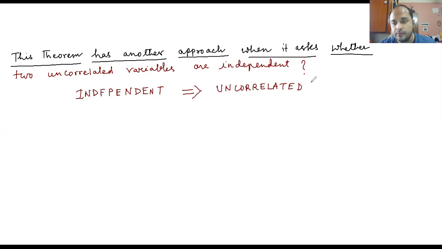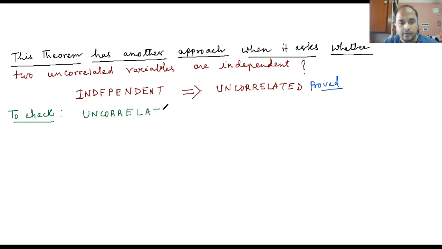So let us write here: proved in the previous page. Now our job is to check whether uncorrelated variables are independent. Whether uncorrelated variables are independent, that is what we want to check right now.